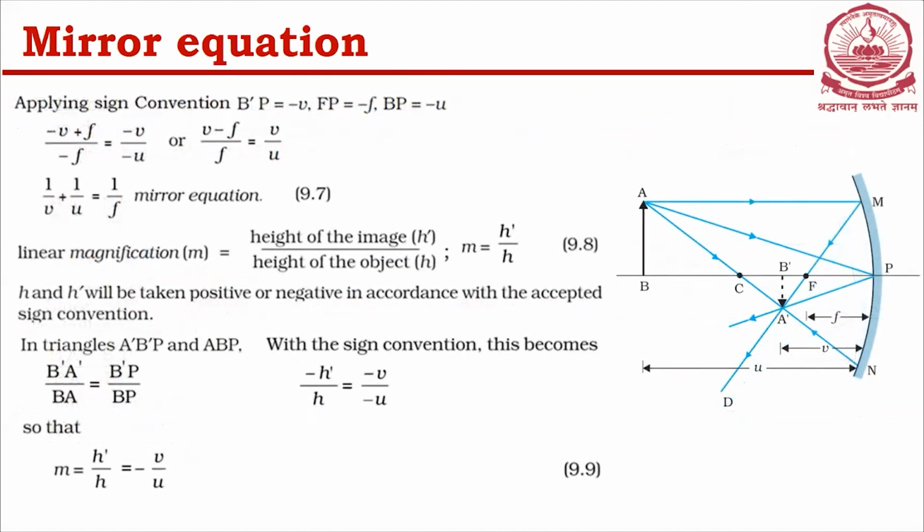Now we have to apply the sign convention, as we have seen earlier. You know that B dash P is the image distance. It is measured opposite to the light traveling direction, so it should be negative, minus V. And FP also is measured opposite to the direction.